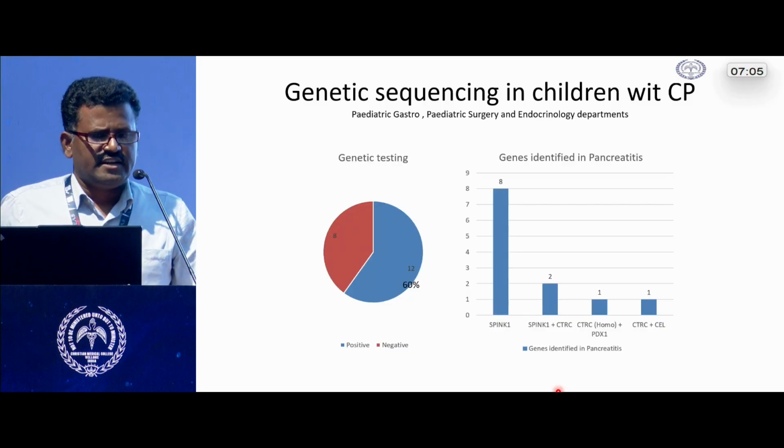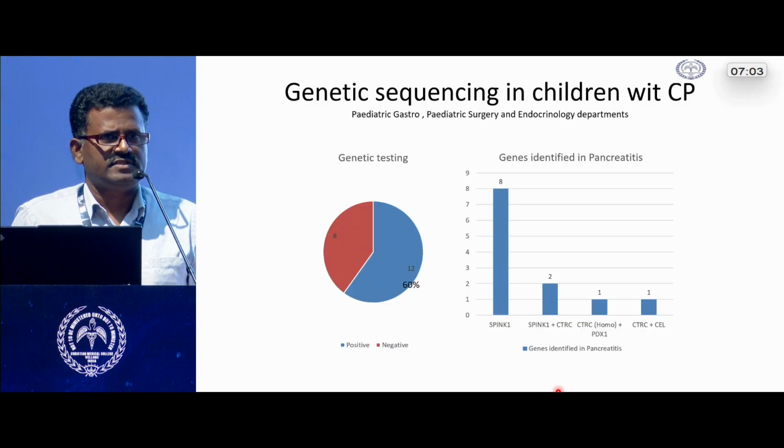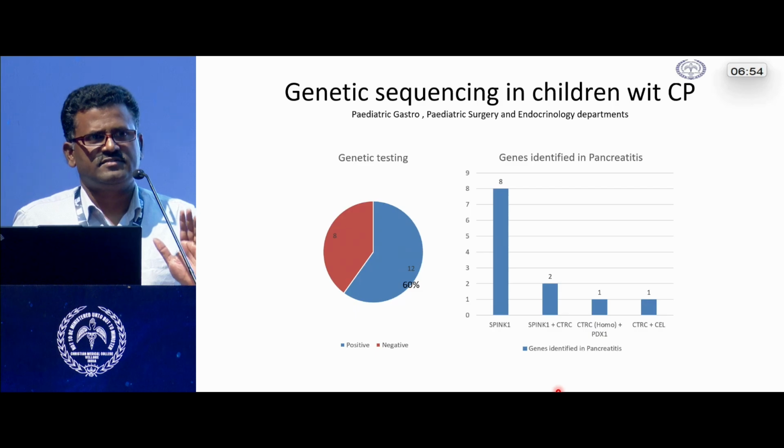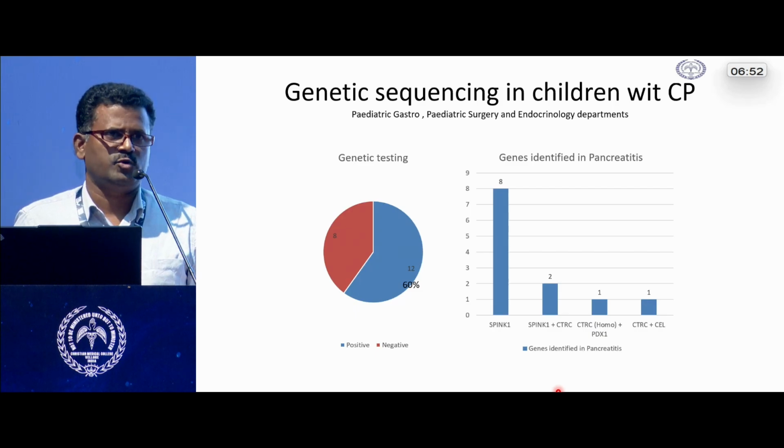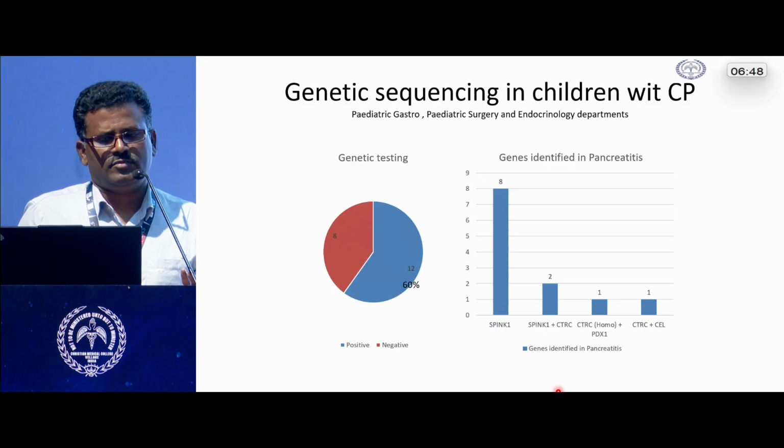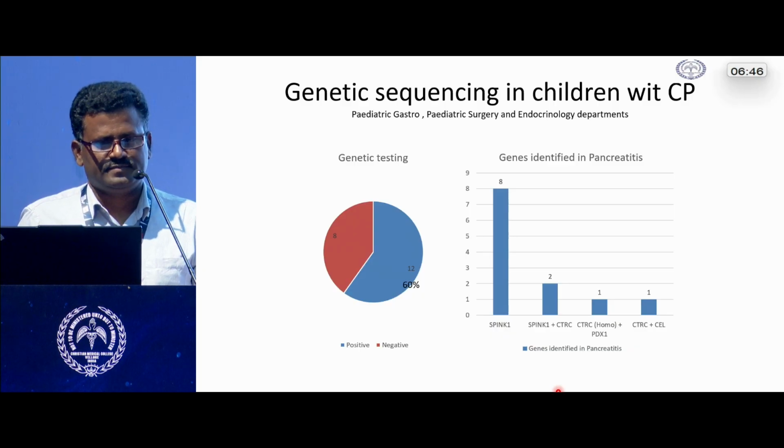So this is the CMC data on genetic sequencing in children with CP, which we are doing along with the endocrinology department. So far we have screened about 20 children. 60% of the children with CP have a genetic mutation. Among the genetic mutations, SPINK1 is the most common mutation that we are observing so far.